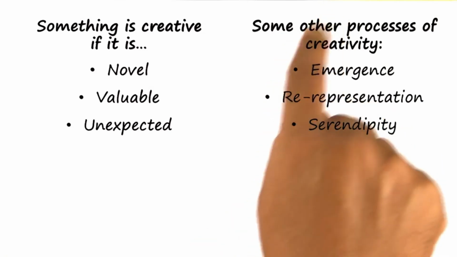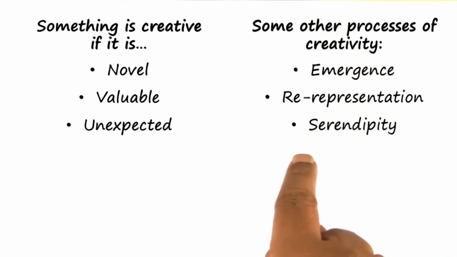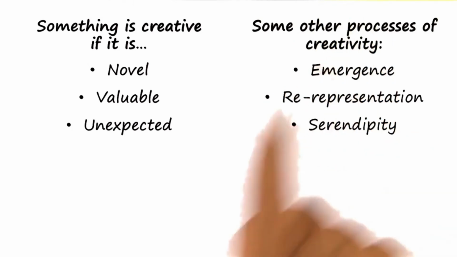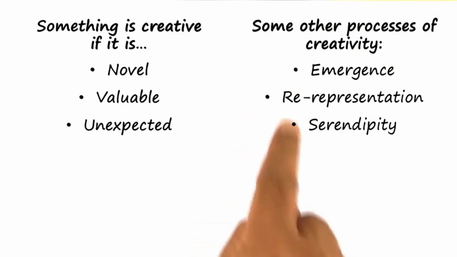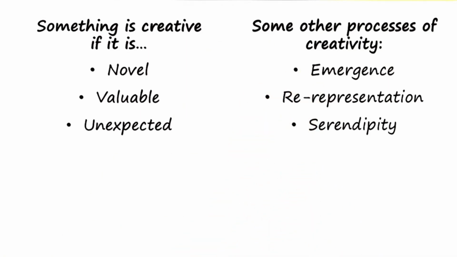Now, just like the word "other" was important here, these are three processes in addition to the processes we already discussed in this class. The word "some" is also important here. This is not an exhaustive list. There are in fact additional things we can add. For example, another potential process here is called conceptual combination.